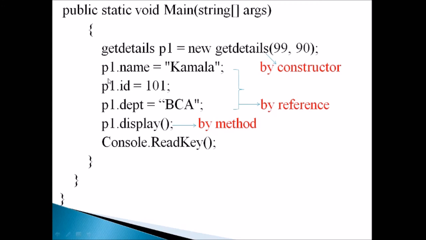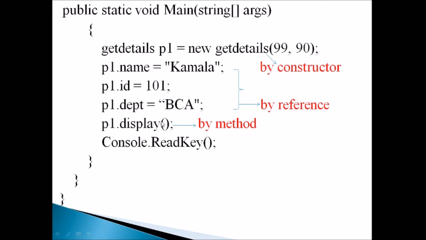And the next statement, p1 dot name equal to Kamala. Here the object is initialized by reference, that is, p1 dot name is a reference variable assigned with the value Kamala. Like the name, p1 dot id is assigned with 101 and p1 dot department is assigned with BCA. Using these three statements, the object is initialized by reference. While we execute these statements, the variables name, id, department will be assigned the values Kamala, 101, BCA respectively by reference.